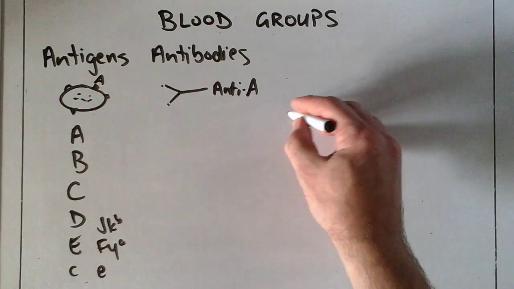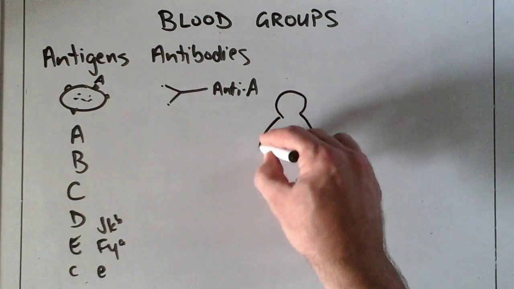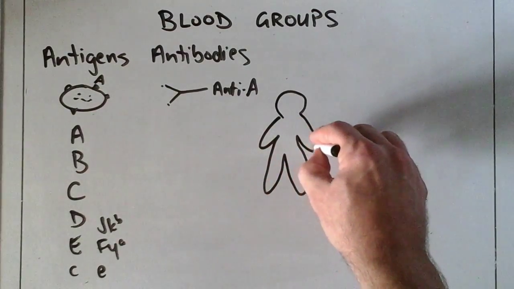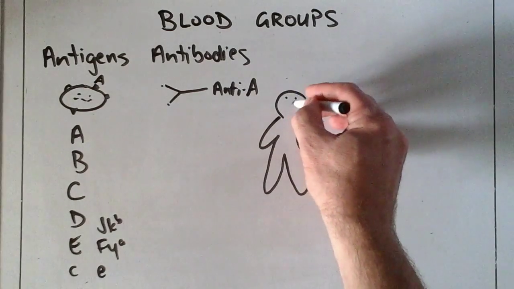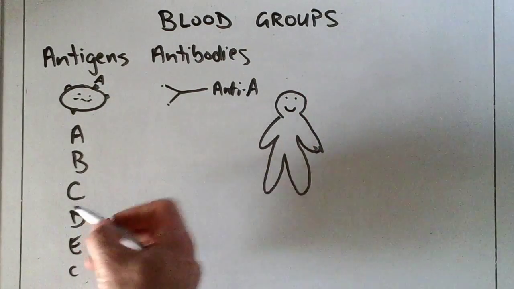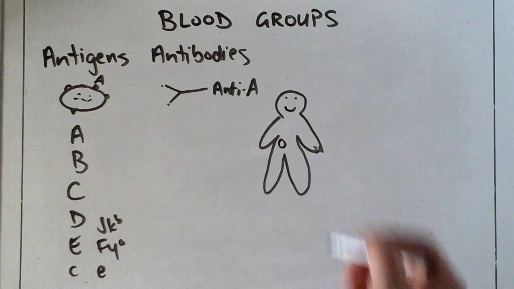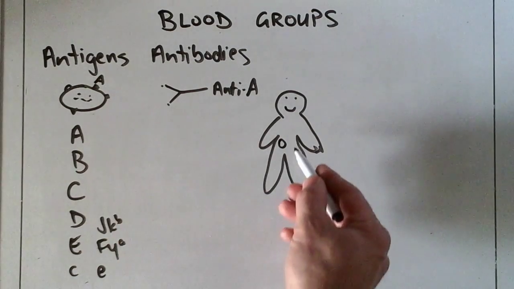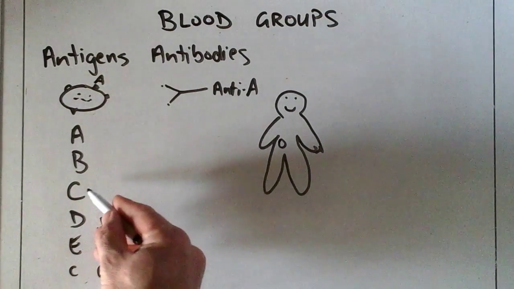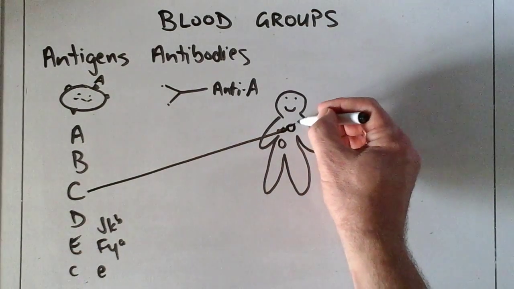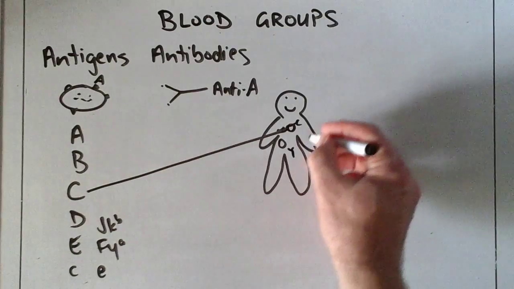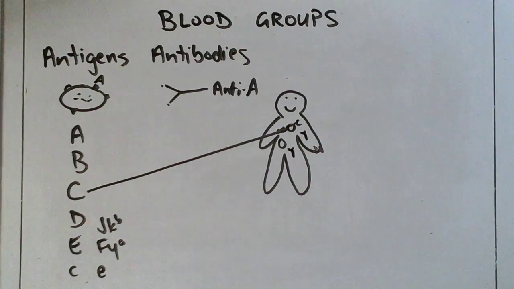And as we discussed, the antibodies are generally produced after first exposure to the antigen. So if you don't normally have the C group on your own red blood cells, then the body would recognize that as being foreign. If you ever received any of them through a transfusion, then your body would start to produce antibodies against that C group. It would start to produce anti-C.